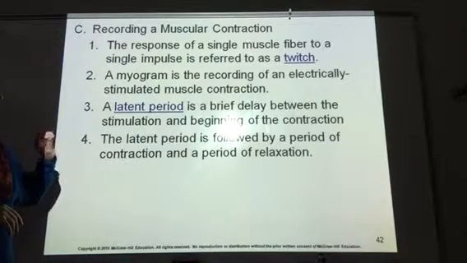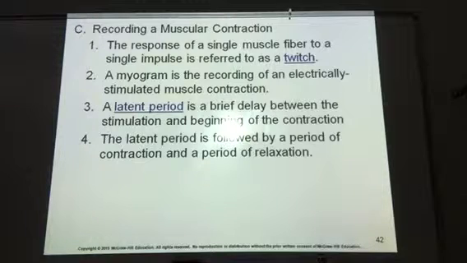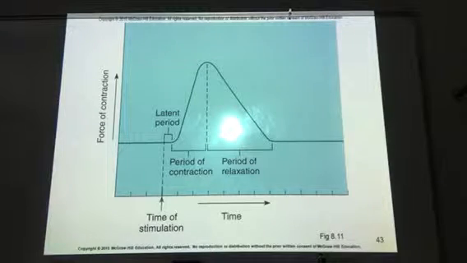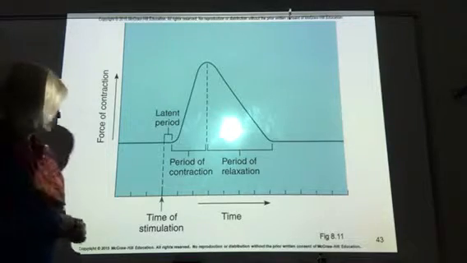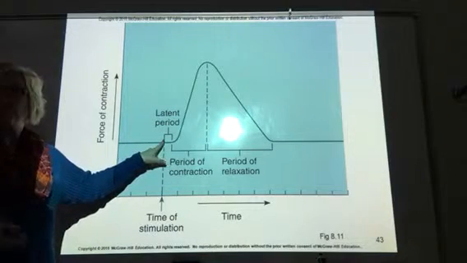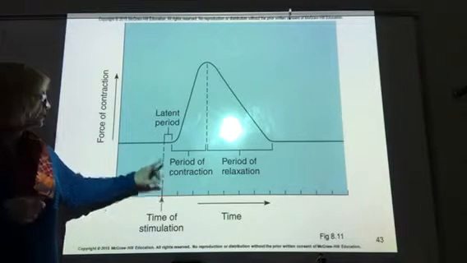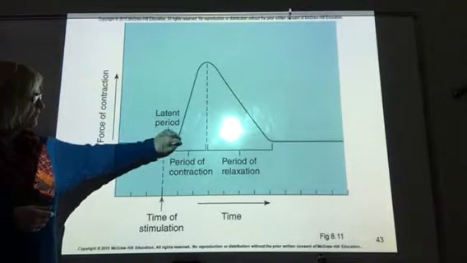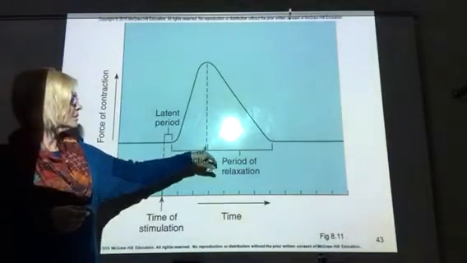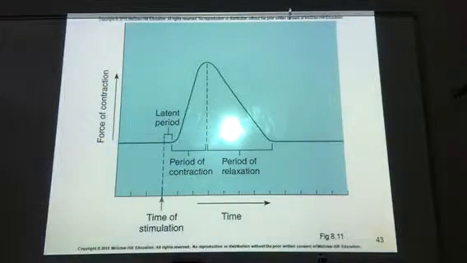Latent period is followed by contraction, relaxation. After a muscle contracts, it needs to relax or it will enter a cramping stage of permanent contraction. So here, time of stimulation, so if you're doing physical therapy, something like that, that might be when the coach or the athletic trainer pushes the button. There's a short period of time before it actually picks this up. Here's the period of contraction, the muscle is working. Here's the period of relaxation.